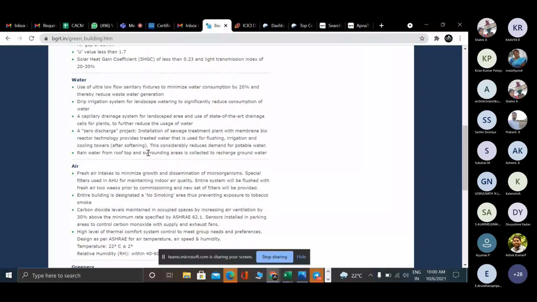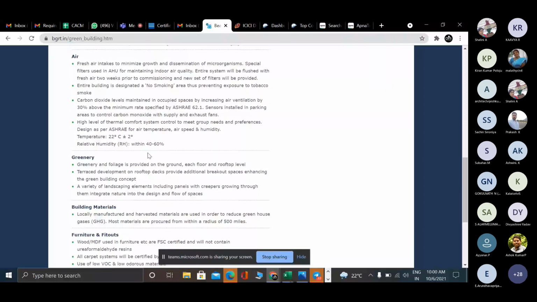And rainwater from the rooftop and surrounding areas is collected to recharge groundwater. So whatever rainwater is there on the roof as well as the surrounding area, they are collecting and reutilizing. This is about water, and the other one is about air. They have an extensive mechanical ventilation system, so that the occupants' comfort level is high. They have used the latest technologies for the HVAC, and they are getting a better environment and indoor air quality.